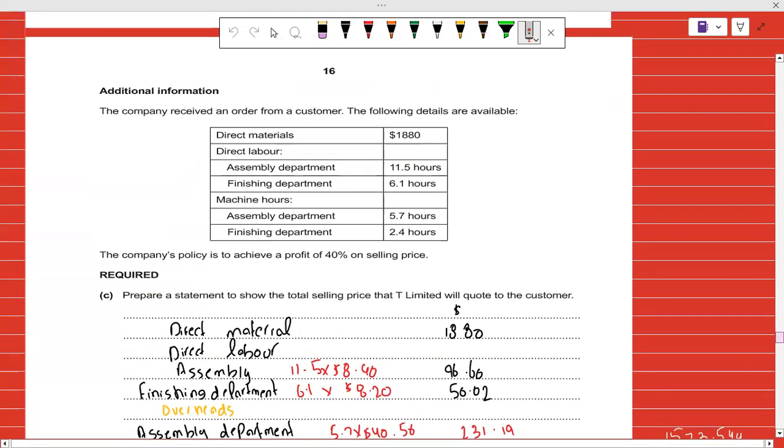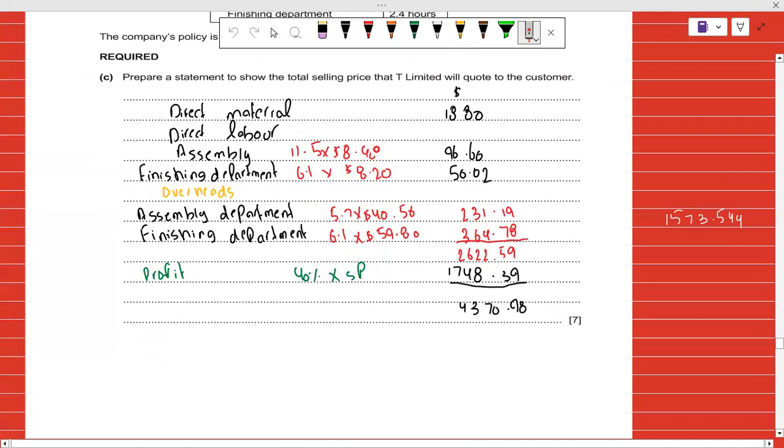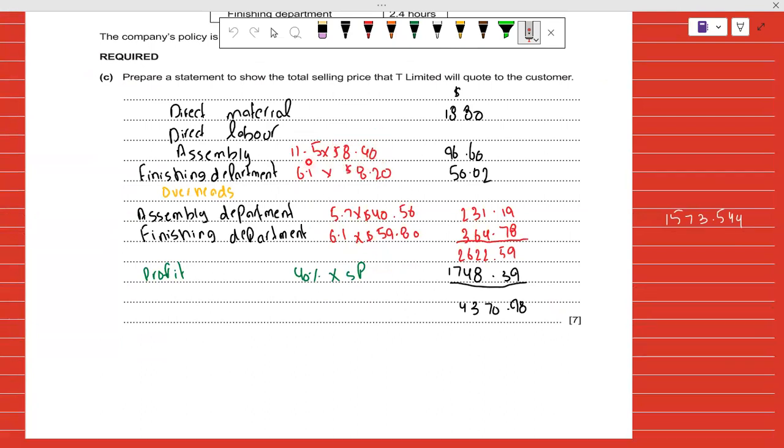Okay, so now we will have to multiply it by their respective rate per hour. So 11.5 multiplied by 8.40. We will have cost of direct labor in the assembly department of 96.60. And for the finishing department, it would give you 50.02. This will cost us 50.02 if the direct labor is working in the finishing department for 6.1 hours in order to complete that order which we have gotten from the customer.